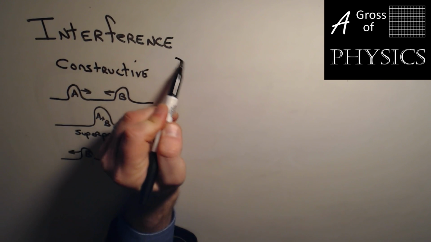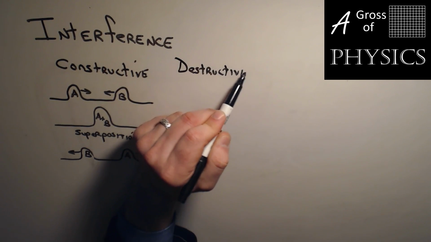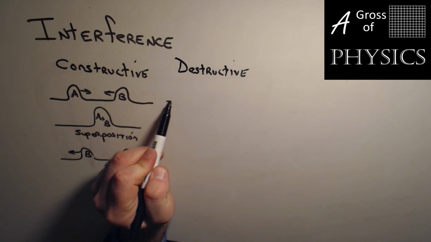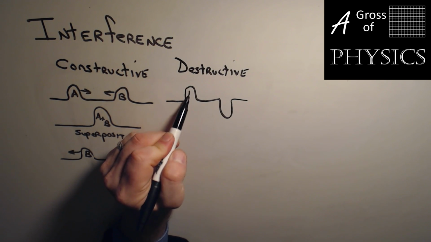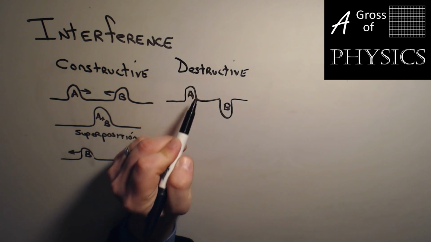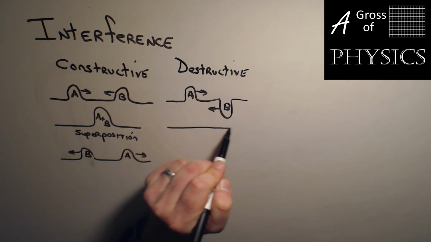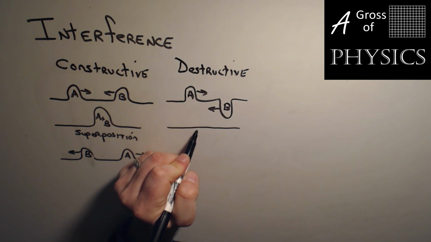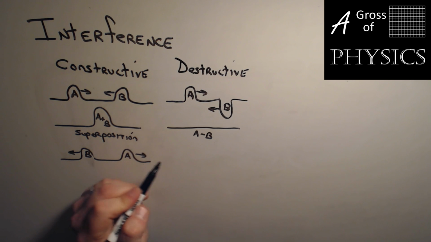On the other hand, we have destructive interference, and that's when they're out of phase. So we'll have a crest coming in and a trough coming in. And we'll have A as the crest and B as the trough. Now, when they collide, if they're the same size, they'll produce nothing. It'll be flat at that spot.